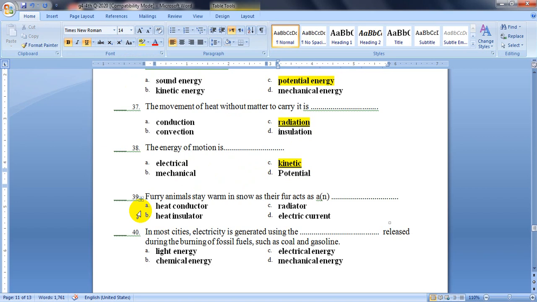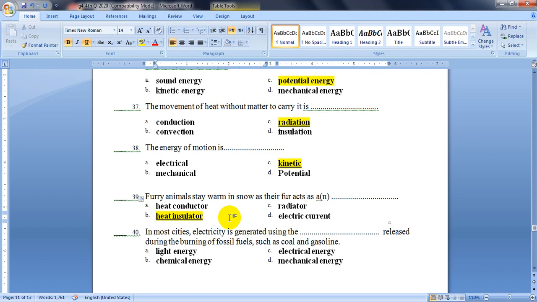The energy of motion is, when an object is in motion, it's moving, so it has electrical energy, mechanical, kinetic, or potential. The energy of motion is kinetic energy. 39. Furry animals stay warm in snow as their fur acts as a or an: heat conductor, heat insulator, radiator, electrical current. The fur acts as heat insulator. It keeps their body with its heat. They don't lose heat from their bodies.